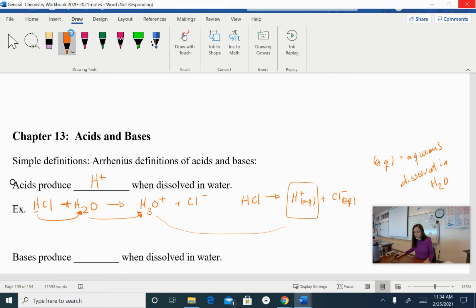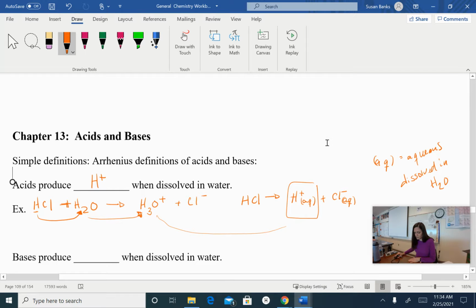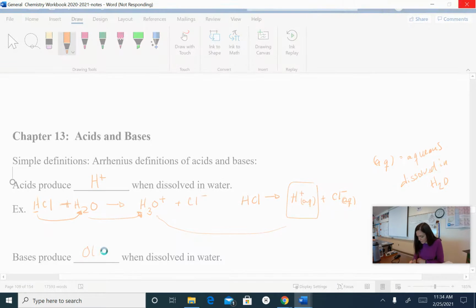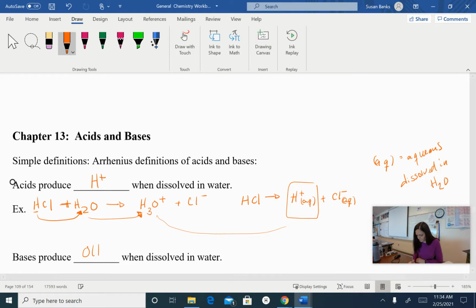Now, when we talk about bases, Svante Arrhenius bases produce hydroxide ions in water. And it looks like my Word document is freezing right now. Okay, so Svante Arrhenius bases produce hydroxide ions.